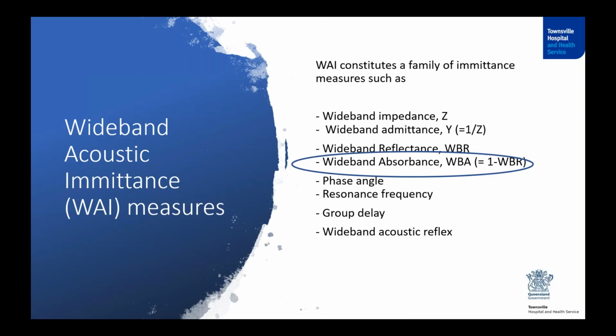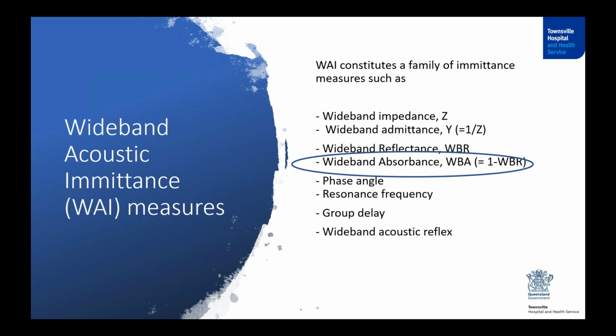So let us look at wideband acoustic immittance measures. When we say wideband acoustic immittance measures, it is a whole family of measures. It includes wideband admittance, reflectance, absorbance, phase angle, resonant frequency, a lot of different measures. But in today's presentation, we'll be focusing mainly on the wideband absorbance. And that's because the majority of the work in this area is done on the wideband absorbance compared to any other wideband immittance measures.